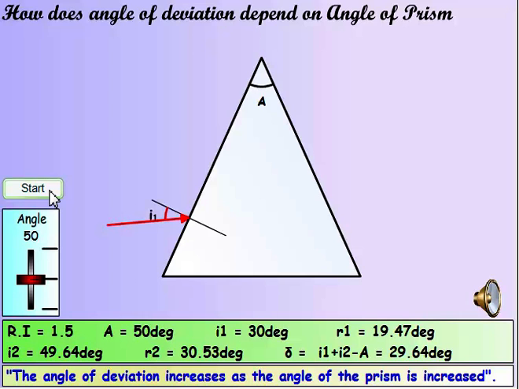As the angle of the prism is increased, the angle of deviation also increases.